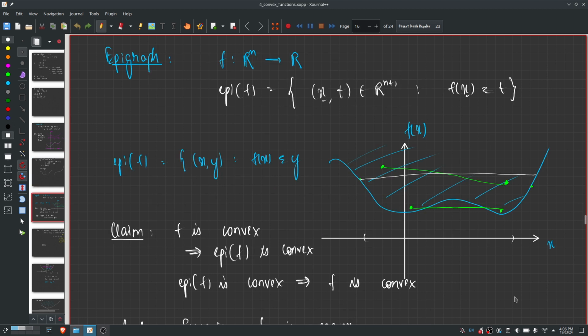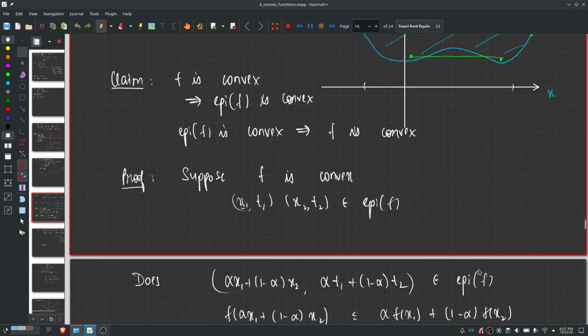But more importantly, I defined the epigraph, which is the set of all (x, y) such that f of x is less than or equal to y. And as we saw, there are deep geometric connections between the epigraph of a convex function and the function itself. For example, many statements for convex functions can be stated in terms of properties of convex sets, in terms of the epigraph.